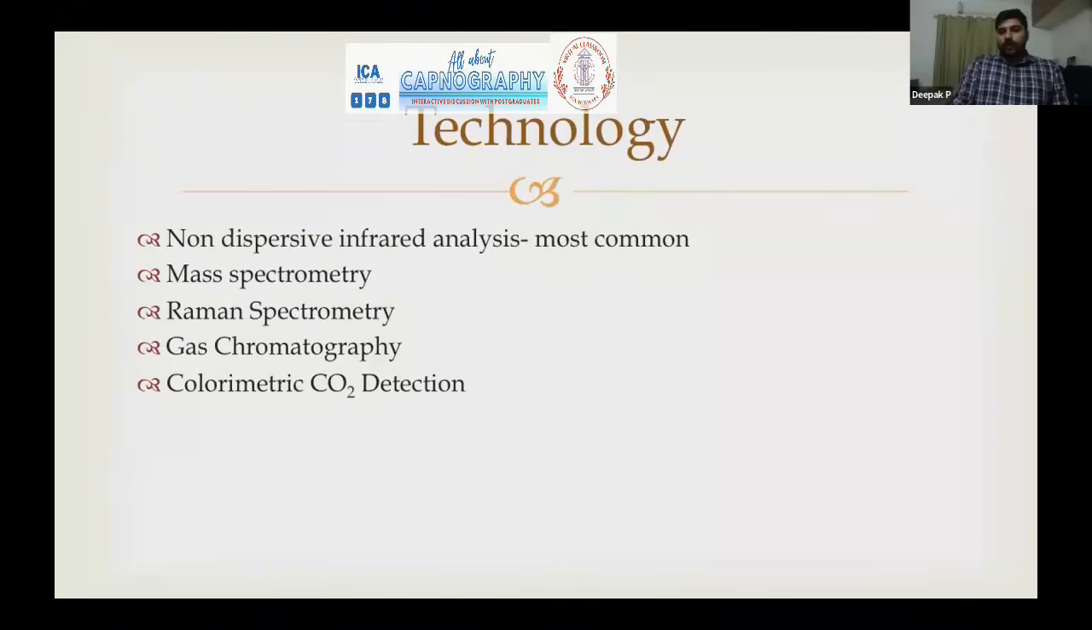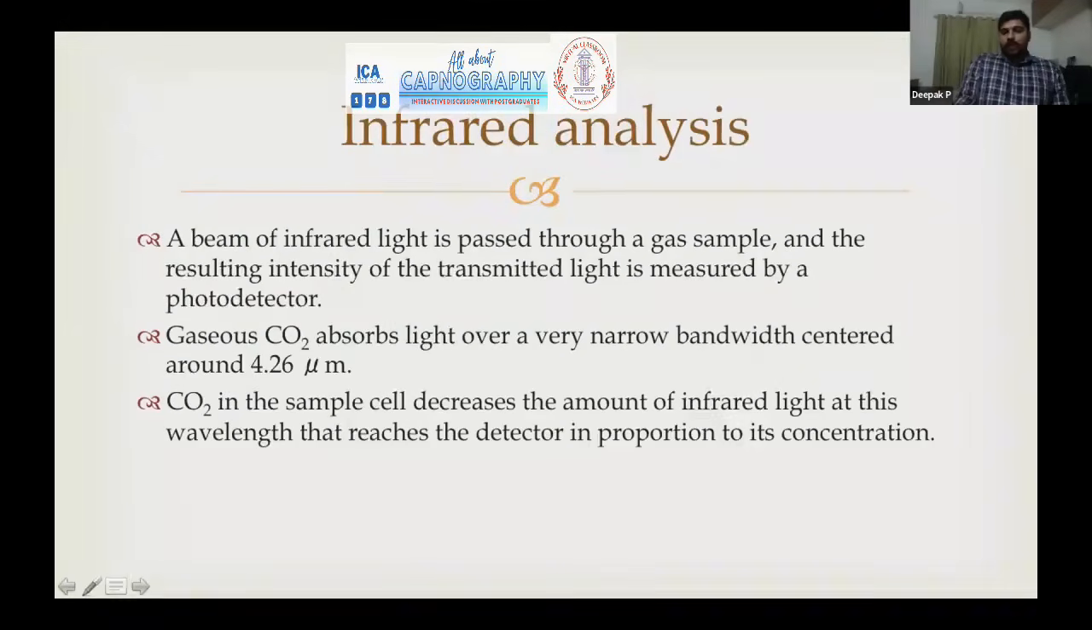So once we get a carbon dioxide sample, how do we detect the presence of carbon dioxide in the sample? There are so many technologies used for this. The most commonly used technique nowadays is the non-dispersive infrared analysis. What is happening here is that we are projecting a beam of infrared light through a gas sample. This gas sample is the exhaled air. When the light passes through this gas sample, the gases present in it absorb certain wavelengths of light. Here, for carbon dioxide, a wavelength of 4.26 micrometer is selectively absorbed.